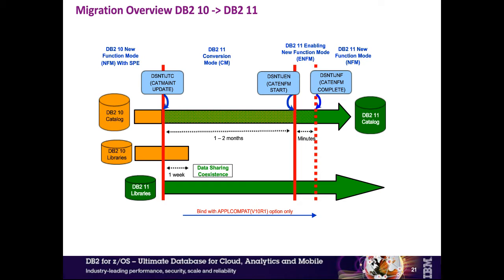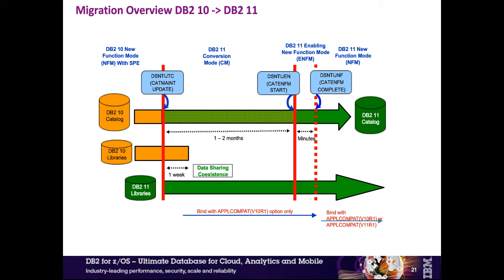So whilst you're running in conversion mode, the only option at the ZPARM level or on bind and rebind is to use APPLCOMPAT V10R1. However, once you've got into version 11 NFM, you have the option at the individual package level of either specifying version 10 or specifying version 11. So if you specify it on the bind, this will override the system parameter, the ZPARM.